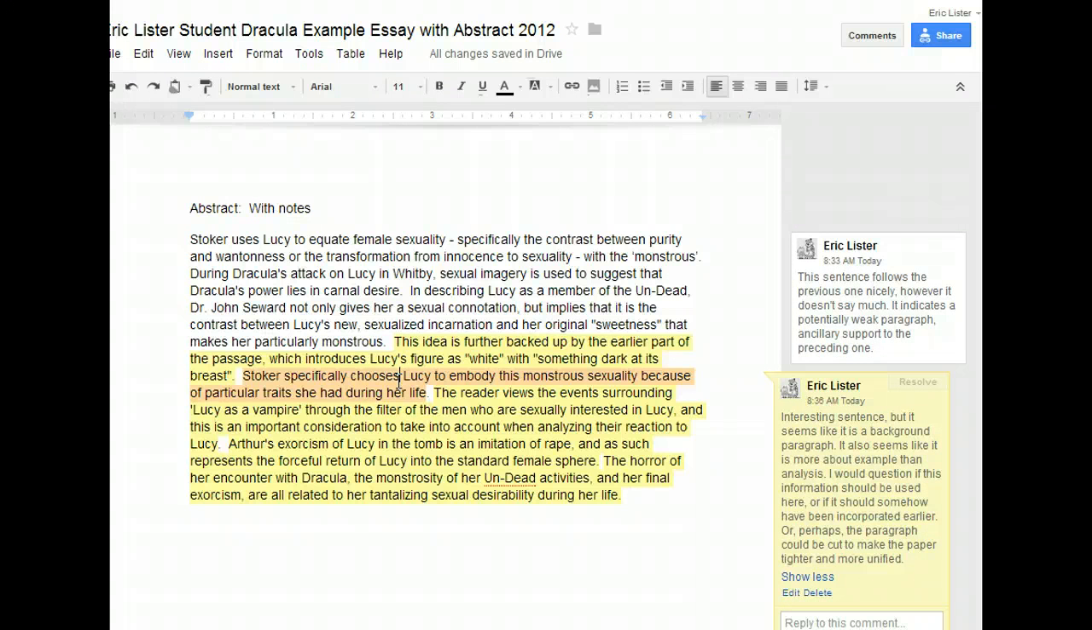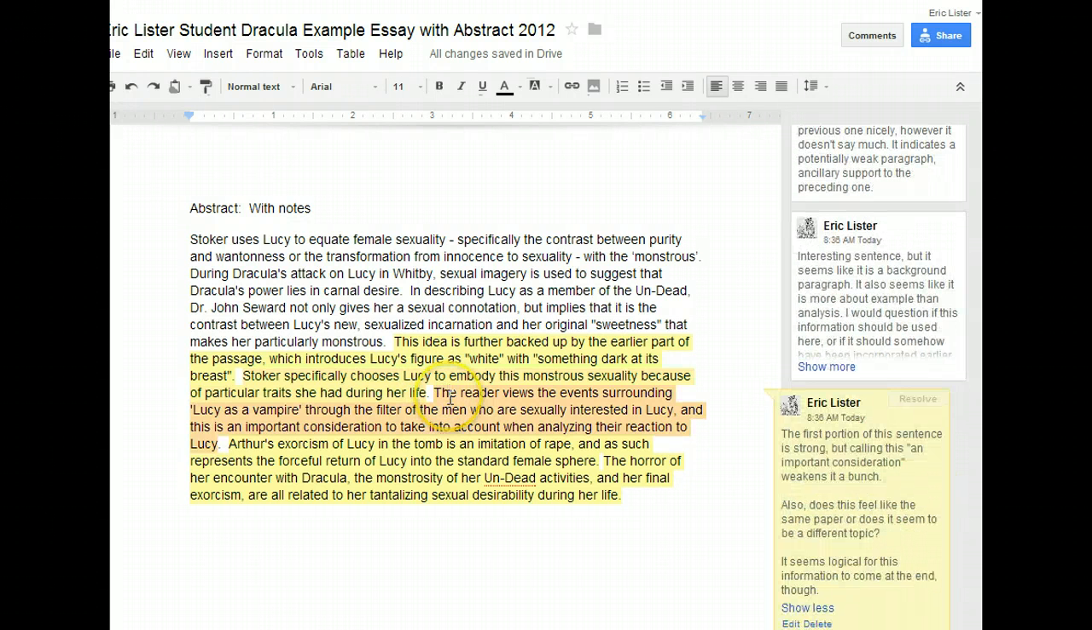When he goes on to talk about Stoker specifically choosing Lucy to embody the monstrous, this is important and interesting, but it seems like a background paragraph to me, right? Doesn't it seem like that probably could have been part of the introduction or something about how and why Lucy's sexuality matters in the first place, or why we consider it? So I think that if we're talking about introductions, that might be something that could go there more fruitfully.